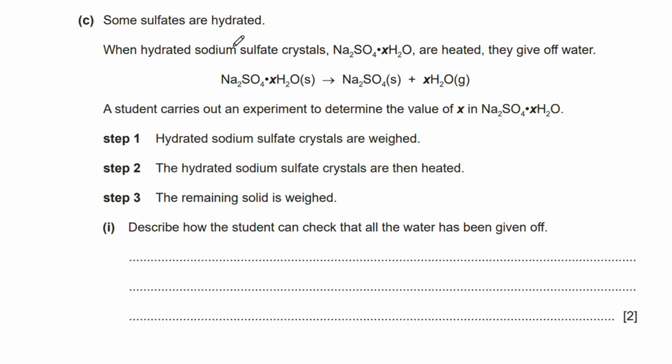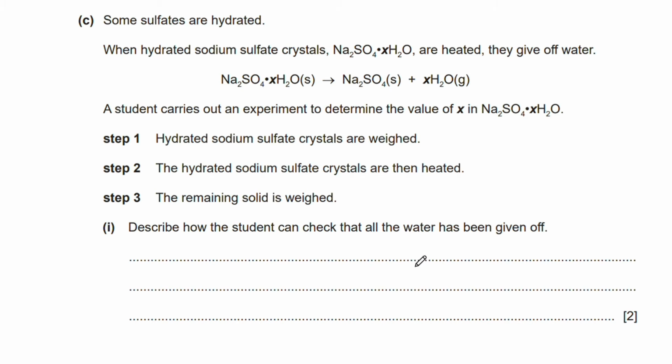Some sulfates are hydrated. When hydrated sodium sulfate crystals Na2SO4 dot XH2O are heated, they give off water. So here's the reaction: Na2SO4 dot XH2O gives Na2SO4 solid plus XH2O, which is gas. A student carries out an experiment to determine the value of X in Na2SO4 dot XH2O. Step 1: hydrated sodium sulfate crystals are weighed. Step 2: hydrated sodium sulfate crystals are then heated. The remaining solid is weighed. Describe how the student can check that all the water has been given off.